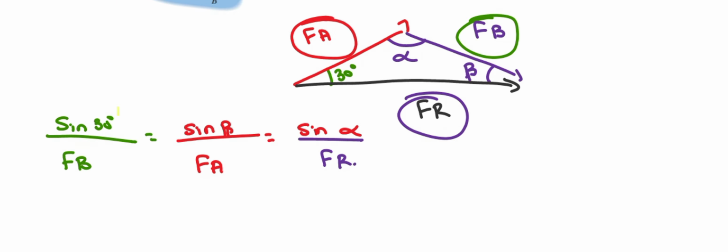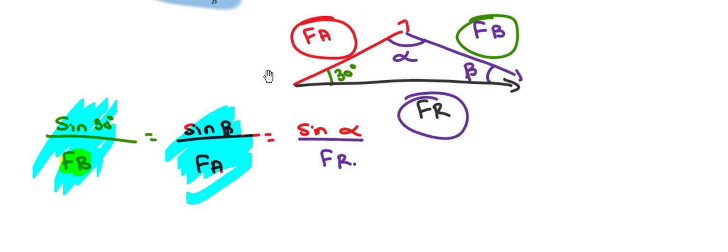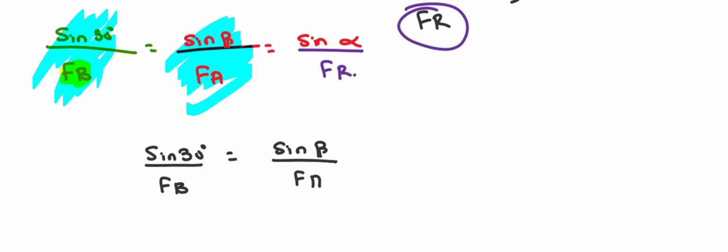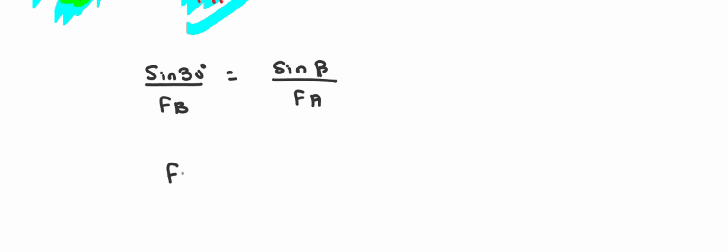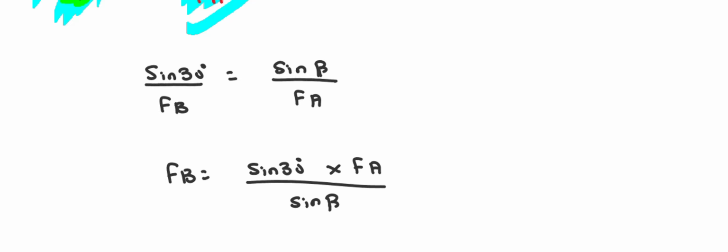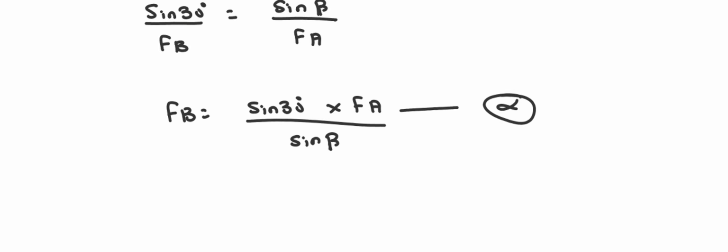So we are going to find out the value of Fb, and we know the value of Fa here. So I am comparing this one and that one to find out the value of Fb. This is sine 30 degrees upon Fb, which is equal to sine beta upon Fa. Rearranging the formula for Fb, it will become Fb equals sine 30 degrees into Fa upon sine beta. Let's call this equation alpha. So the Fb totally depends upon the beta angle.